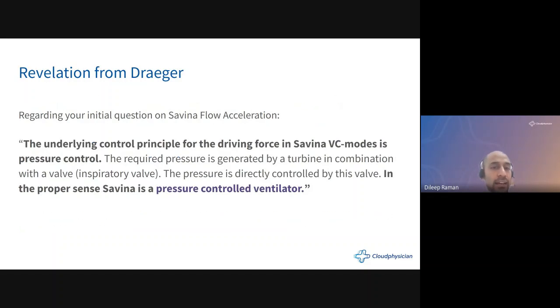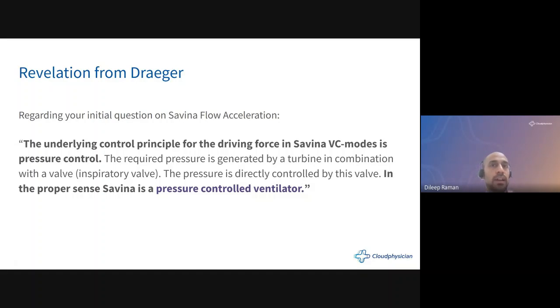And the key revelation from Draeger themselves is that the underlying control principle for driving force in Savina VC mode is pressure control. This is quite dramatic, actually. If you are a Draeger Savina user and you've been thinking of VC on Draeger as a volume control mode, this is a statement from the manufacturers themselves that it's actually not VC, it's PC.